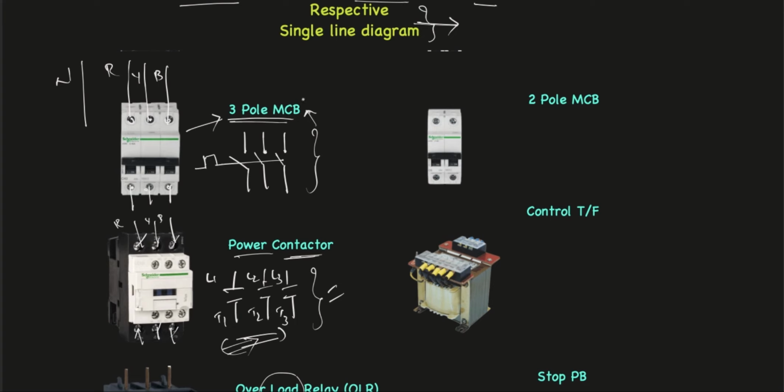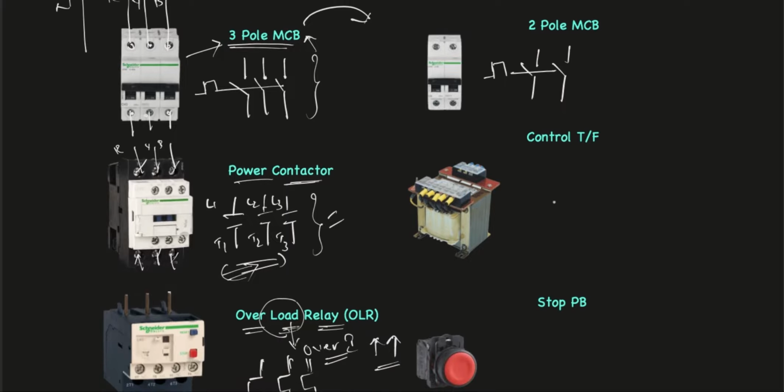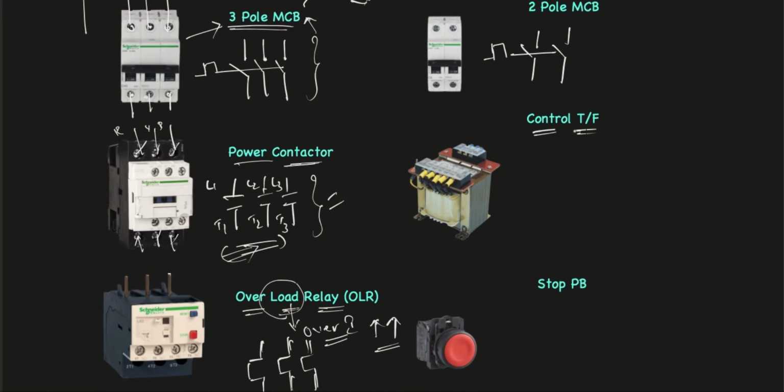Similar to the 3-pole MCB, we have a 2-pole MCB. Because we have only 2 poles, the diagram looks the same. This is the diagram of a 2-pole MCB. Next comes the control transformer. We are using this transformer as a step down transformer, because we are stepping down the voltage and giving it to the control circuit. So a step down transformer or any transformer looks like this. This is the primary side and this is the secondary side.